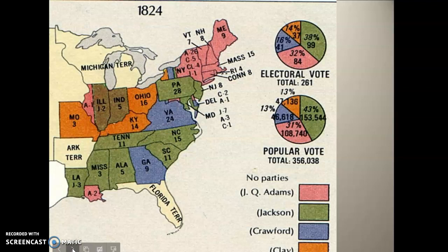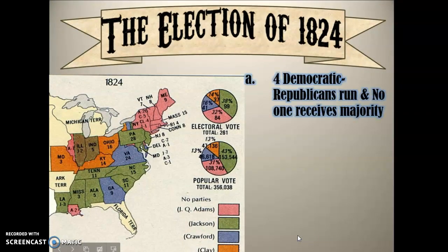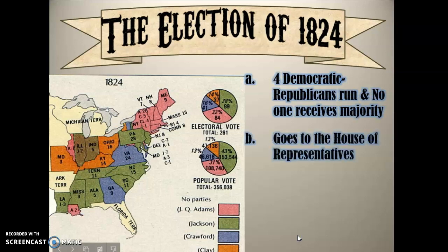Jackson goes in and wins, as you can see here on our little map and graph. He has the most popular votes and the most electoral votes. He's in the green here, okay? But he does not have the majority. And so what happens is this: if you do not have the majority of votes, then it has to go to the House of Representatives to decide, okay?